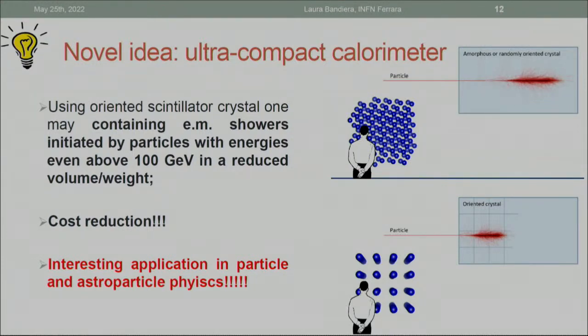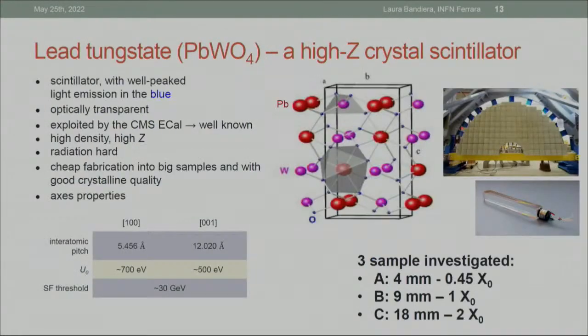But what I want you to keep in mind is that this happens in commercially available crystals. So in your calorimeters, if for some reason, for example in an isotropic calorimeter, a particle is aligned at some point with the crystal axis, these effects occur. So one has to keep in mind that crystals are always crystals. We cannot treat them as amorphous.